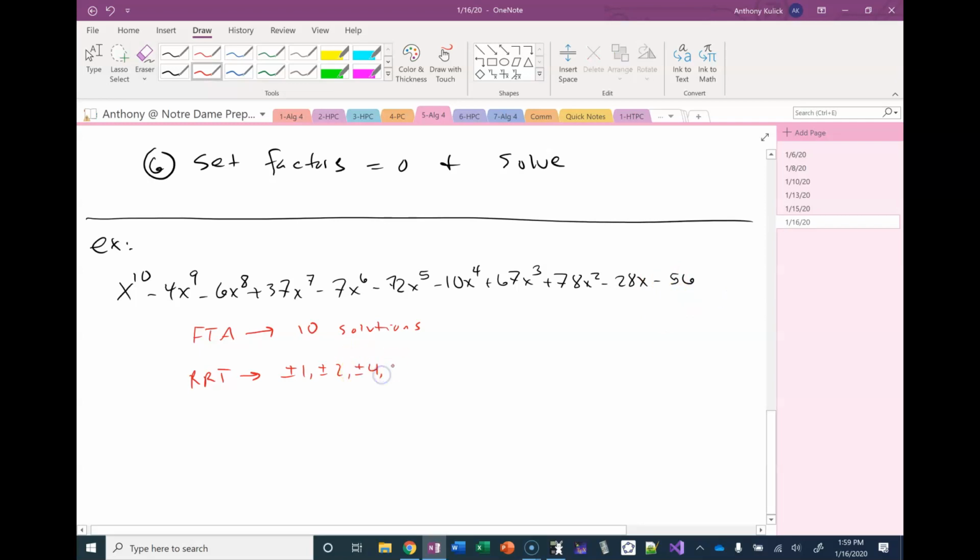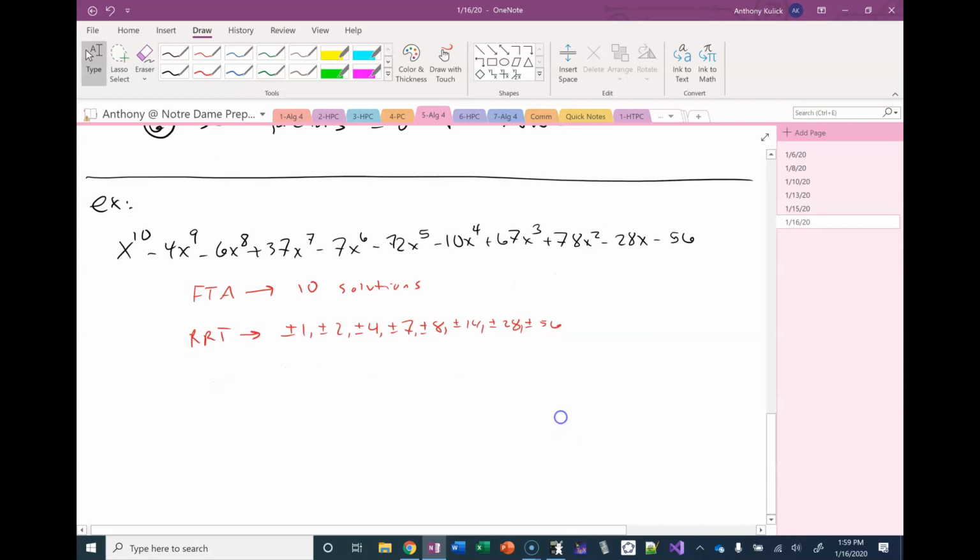4 is though. 7, 8. What else do we got? 14, I think. 16, nope, not 16. 28, I think is the next one. And then 56 is the last one, I think, right? That one, that one, that one. Yeah, that's it. Okay. Now we're going to look at the graph.